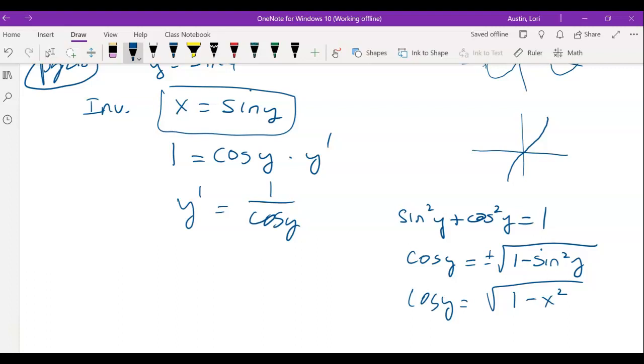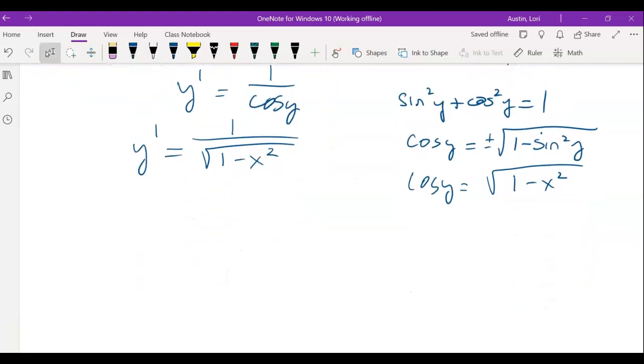We are only going to deal with it. When you are dealing with these inverse functions, you only go between negative pi over 2 and pi over 2, so you can drop the plus minus. That's fine. So y prime equals 1 over the square root of 1 minus x squared. And that is your first inverse trig function.